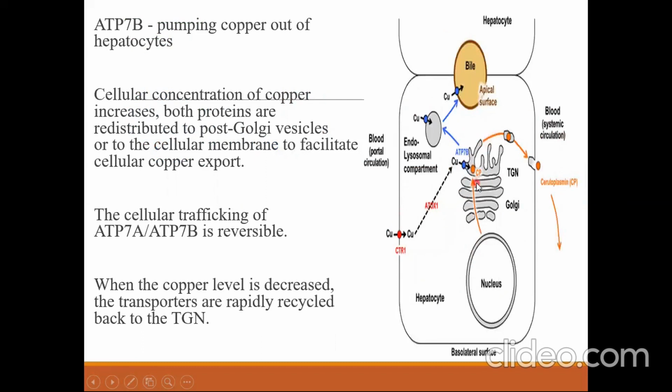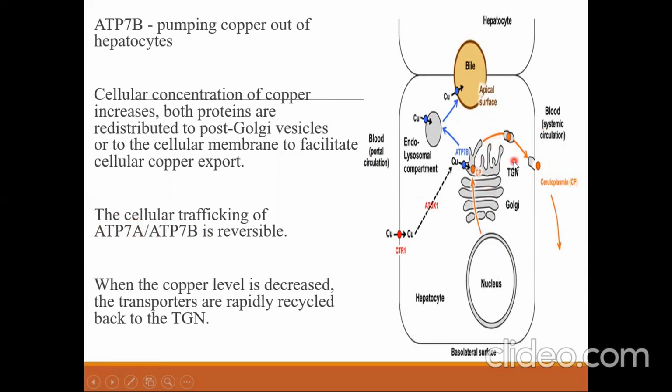So within the hepatocyte, how does it cross the basolateral surface? The protein ATP7B pumps the copper out of the hepatocytes. The cellular trafficking of ATP7A and 7B is reversible. ATP7A is present in the enterocytes and ATP7B is localized in the hepatocytes.